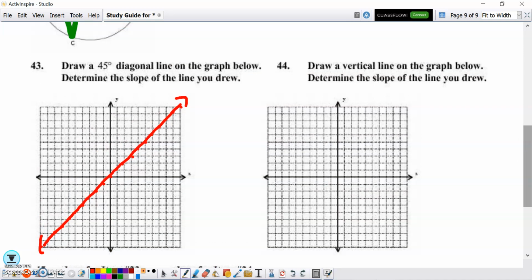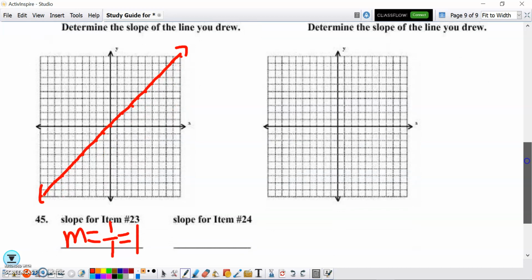Okay, last one, number 44, draw a vertical line on the graph. Okay, it can be anywhere, so I'm going to draw a vertical line. Let's say right here's my vertical line. Okay, for any vertical line on the graph, what is the slope? Okay, the slope of a vertical line, remember, is undefined.